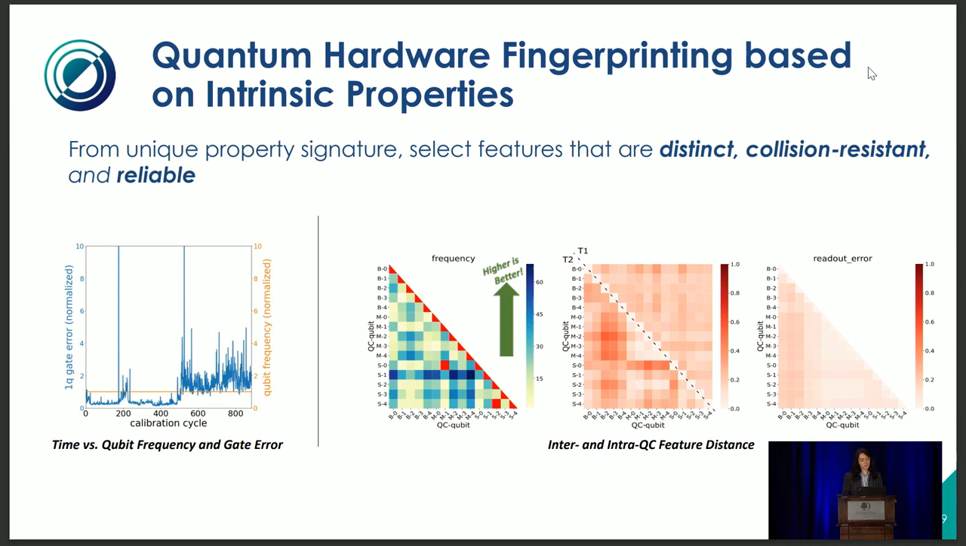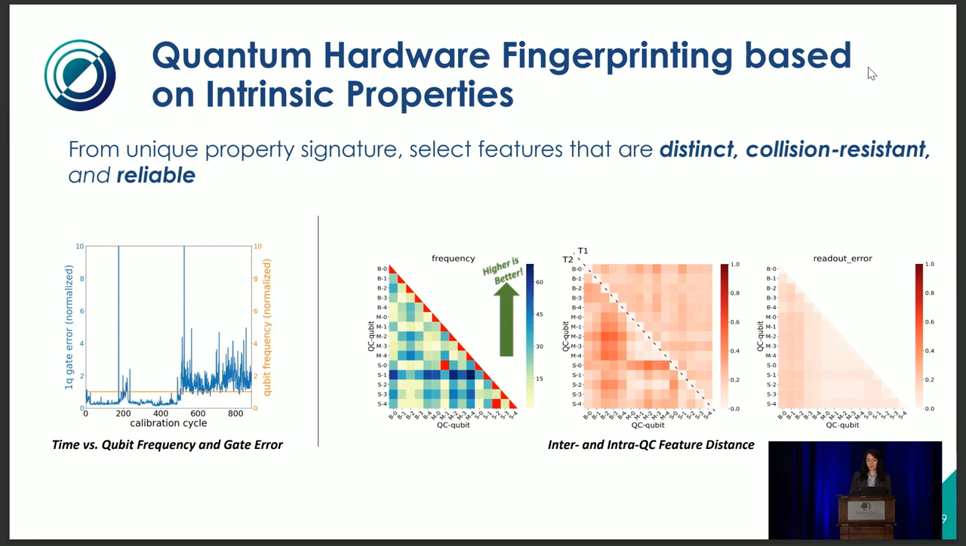So we see that qubit frequency is very stable over time. Over more than 800 calibration cycles, we see very little variation. However, when we look at the one qubit error rate, we see a lot of day-to-day variation in that qubit's infidelity. So we would not want to use that as a basis for our fingerprint. In the picture to the right, we have our inter and intra quantum device feature distance.